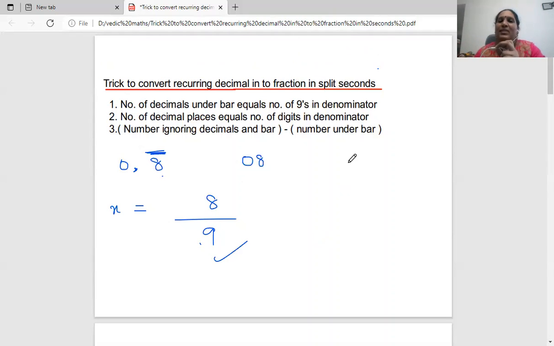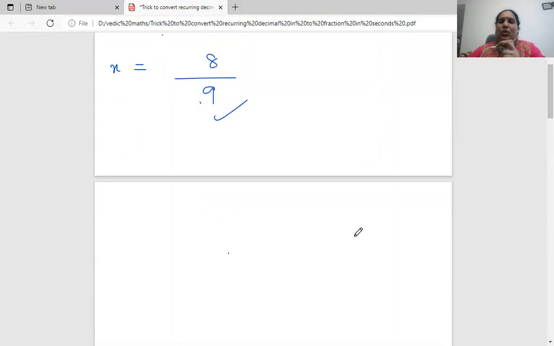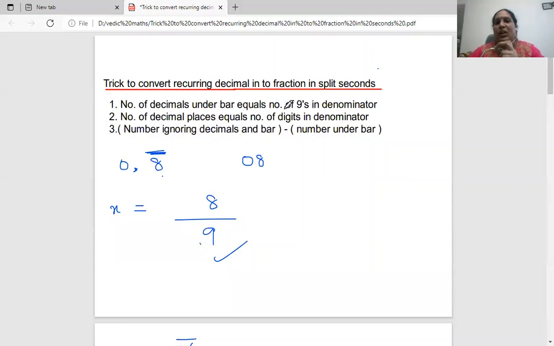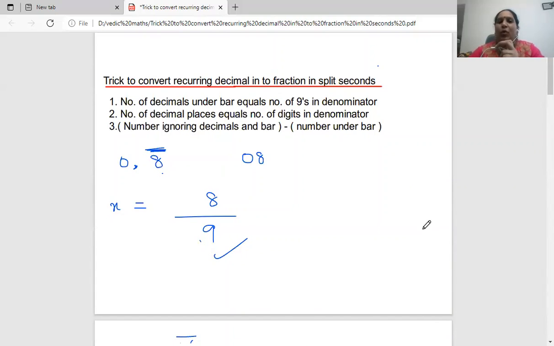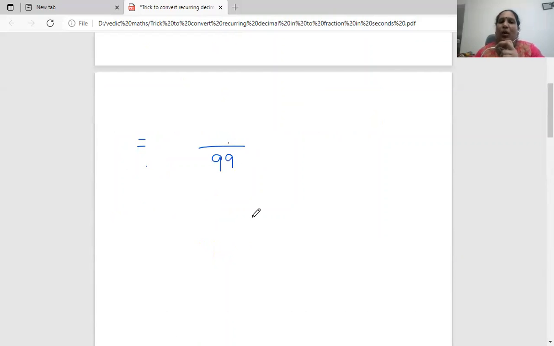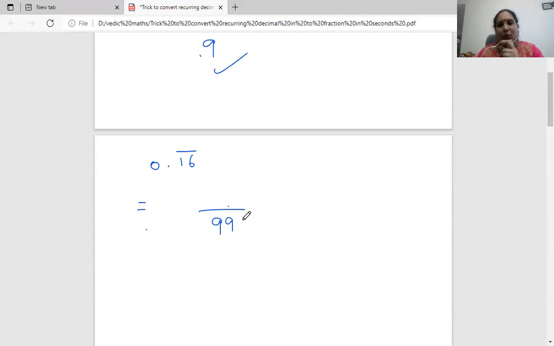Now let's see the other question. We took 0.16 bar. For this also we use the same technique. Here two decimals are under the bar, so we write two nines in the denominator. As I mentioned, the number of decimals under the bar equals the number of nines.